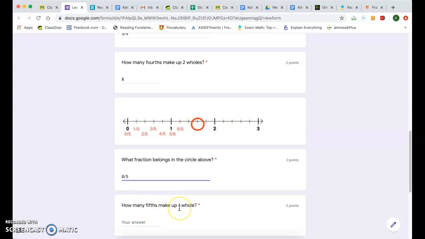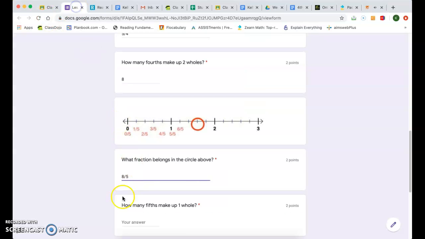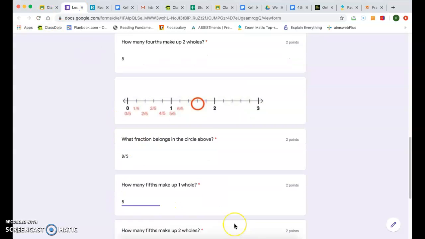And then how many fifths make up one whole? Well, here's 1. 5/5 is under it. Also, I could come here and look. There's one whole. 1/5, 2/5, 3/5, 4/5, 5/5 make up one whole. So my answer there would be 5.